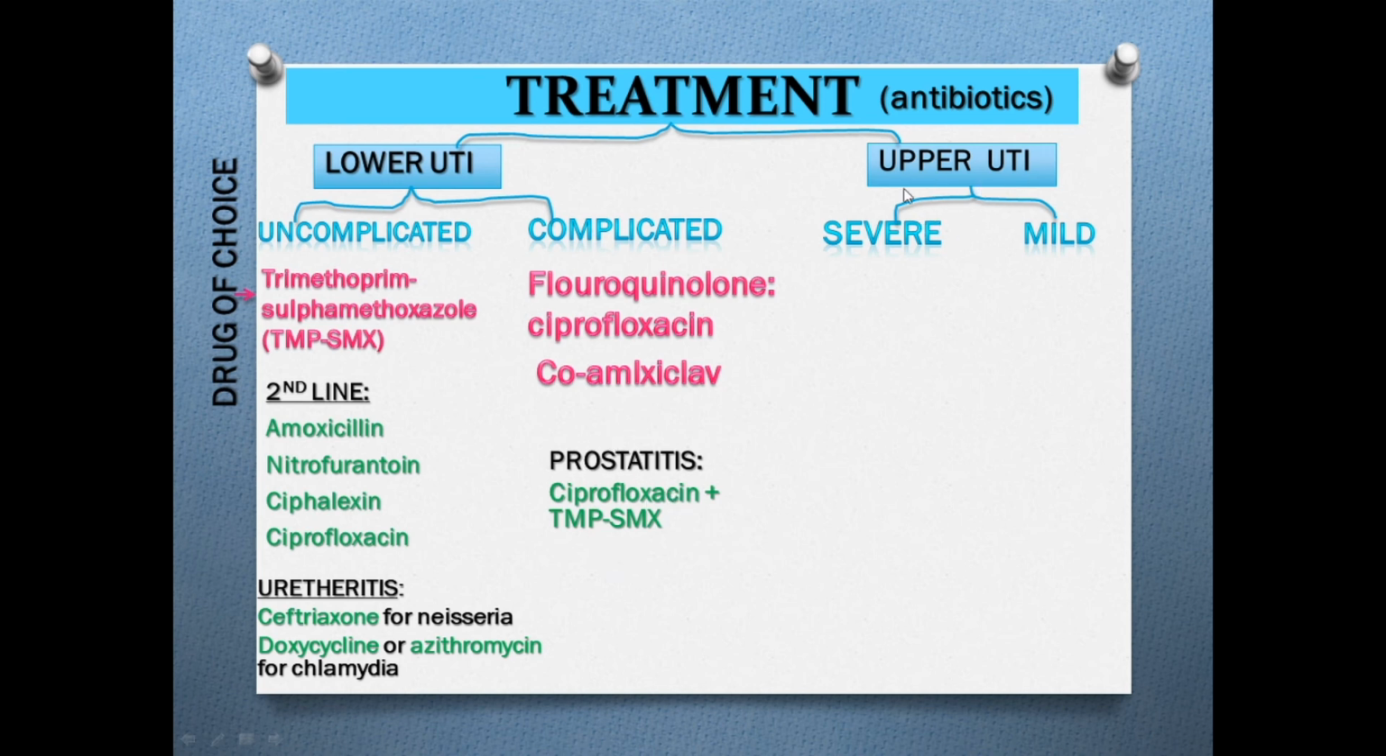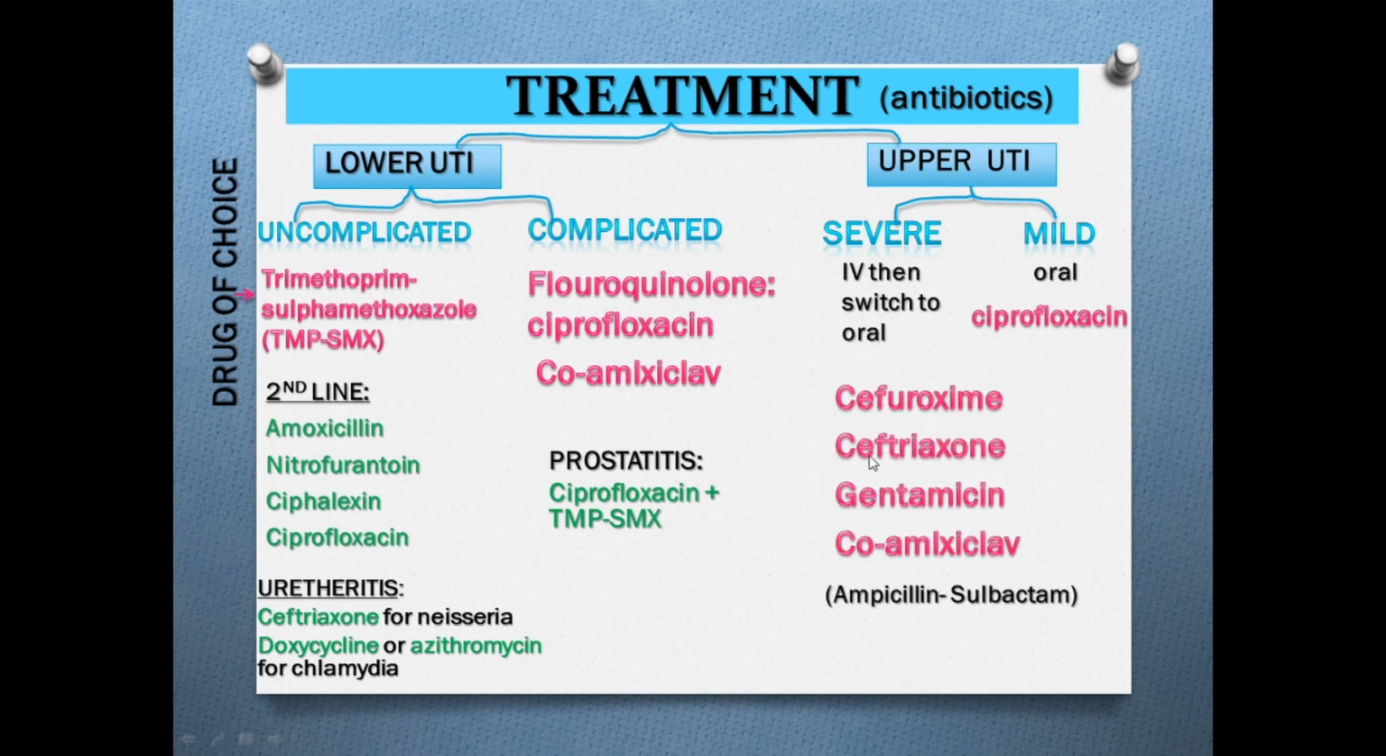The upper UTI can be severe or mild. Mostly it is complicated, but it can present as a mild or a severe case. If it is a mild case, oral antibiotics are given, and if it is severe, first we give IV and then switch to oral once the patient has clinically improved or is afebrile. For the mild case, the drug of choice is ciprofloxacin. Since it is complicated but mild, oral ciprofloxacin is the drug of choice for upper UTI. But if it's severe, we have options like cefuroxime, ceftriaxone, gentamicin, or coamoxiclav. This coamoxiclav is a combination of ampicillin and sulbactam. So these are the options for severe upper UTI.